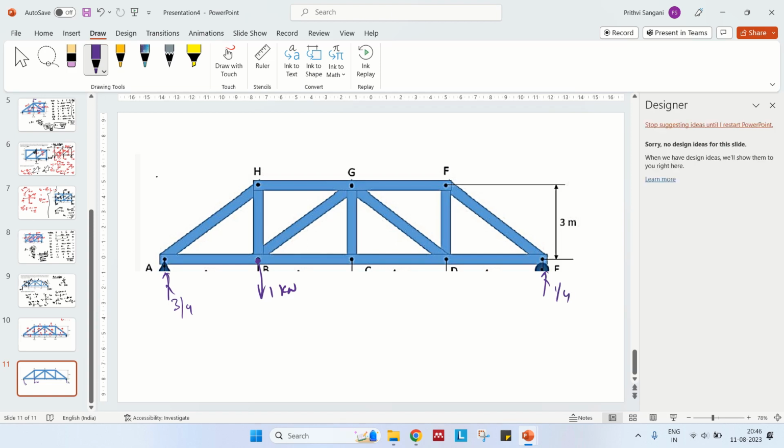So you'll have AH as 5 by 4, and AB as 1 kilonewton, BC as 2 by 3, CD as 2 by 3, DE as 1 by 3, FE as 5 by 12 compression. Okay, yeah, this is compression. GF as compression 1 by 3, HG as 1, BG as 5 by 12, and GD as 5 by 12. What about CG? CG will have 0 because there is no force in the vertical direction. What about BH? BH is 2 by 3.